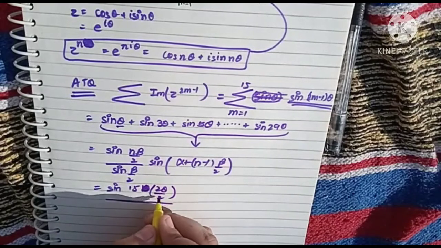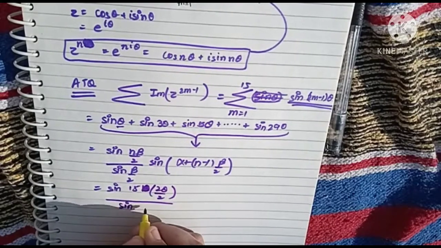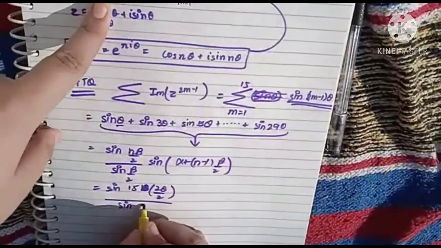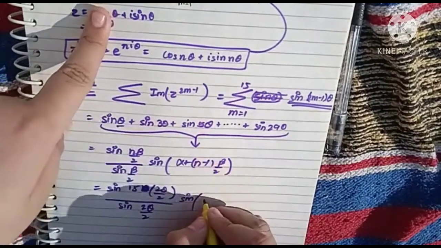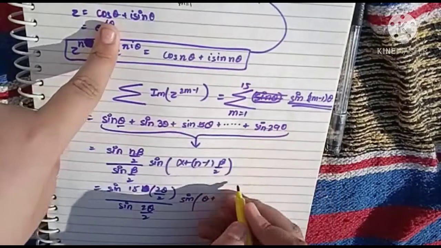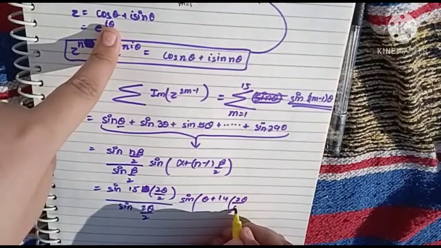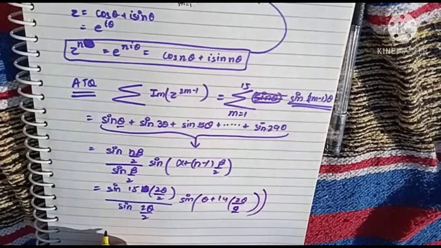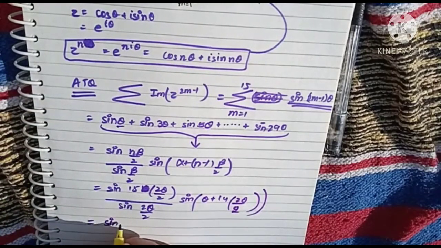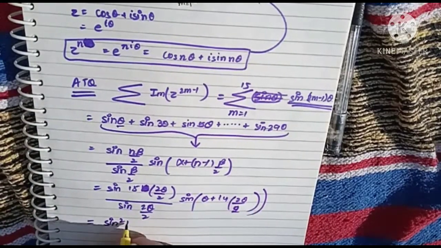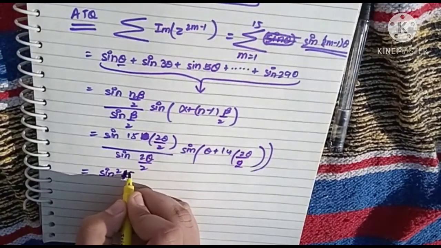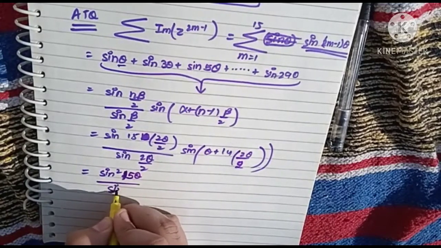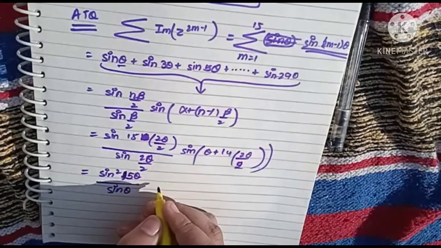So we have 15 into beta by 2, over sine of beta by 2, that is 2 theta by 2. Then sine of alpha, that is theta, plus (n minus 1), that is 14, into 2 theta by 2. It boils down to this simple equation: sine square of 15 theta upon sine theta. Isn't this actually easy?